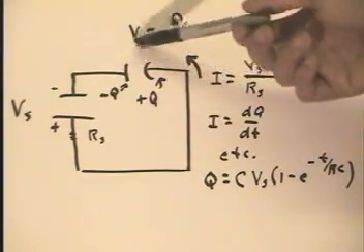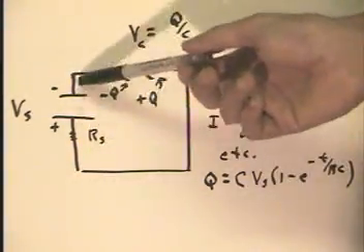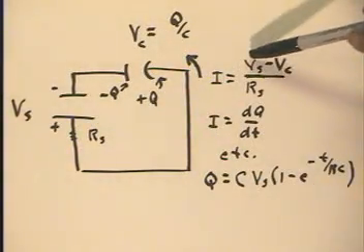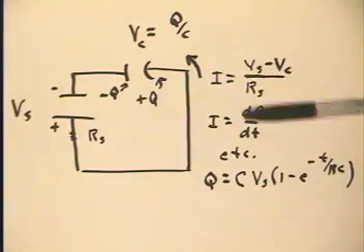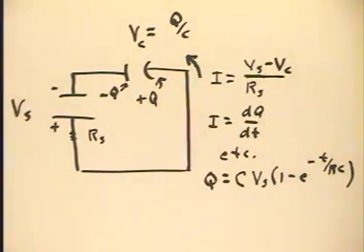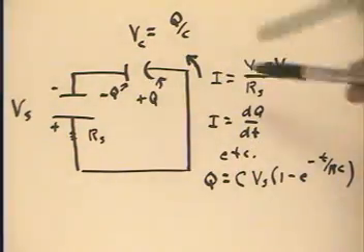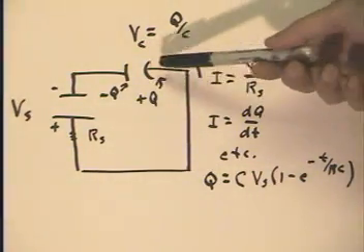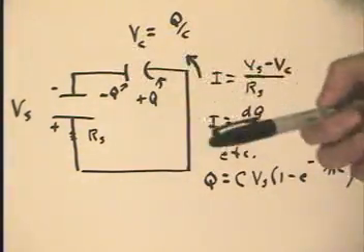Now, there's a voltage across the capacitor that fights the voltage of the source, so that the net voltage is the voltage of the source minus the voltage of the capacitor. We divide that by the resistance, and we get the current. Now, what's the current? As we've seen, current is the rate at which electrons are pulled off of this capacitor plate and pushed onto this one.